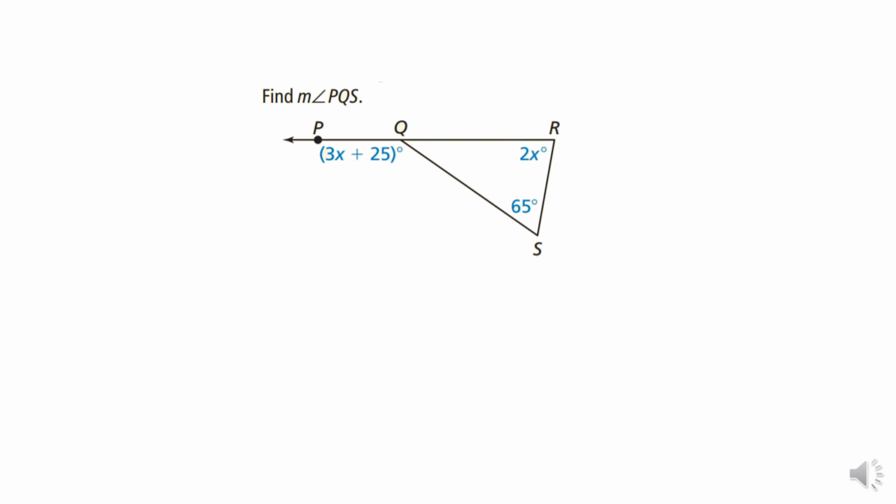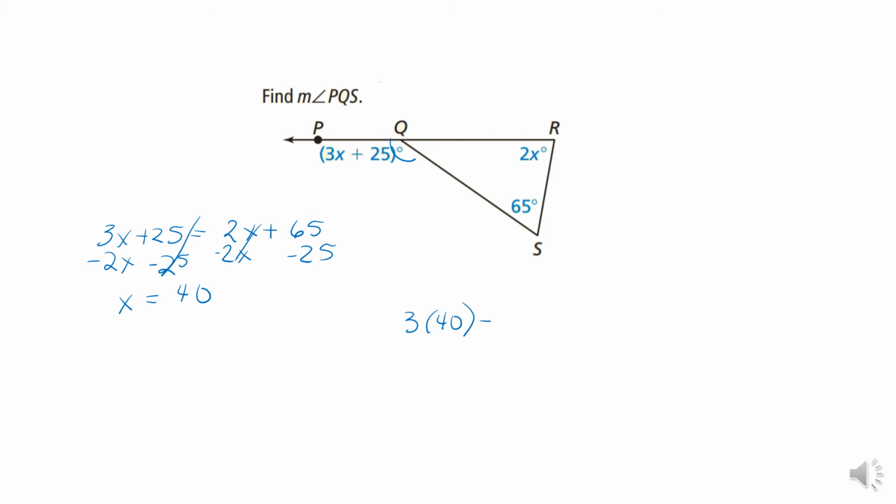All right. Okay, so for this one, we have an exterior angle. They want us to find PQS, which again is this angle. So we're going to go 3x plus 25 equals 2x plus 65. I'm going to subtract 2x from each side. I get x. I'm going to subtract 25, opposite operations, not just what you think, equals 40. Okay, so now that we've got x equals 40, we go 3 times 40 plus 25 equals angle PQS. And so that would be 120 plus 25 equals 145.